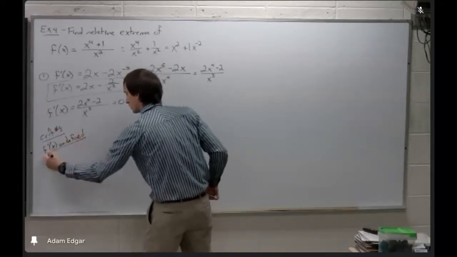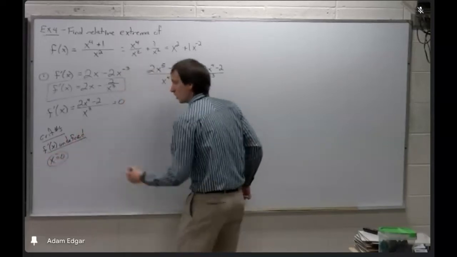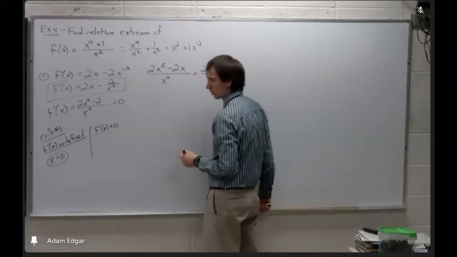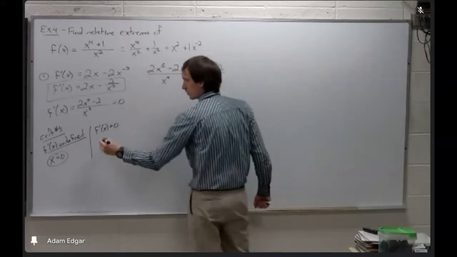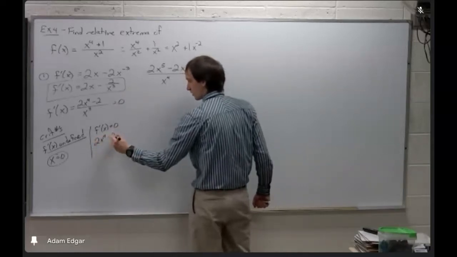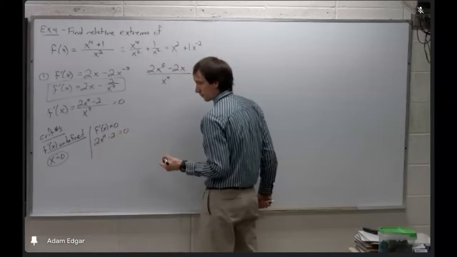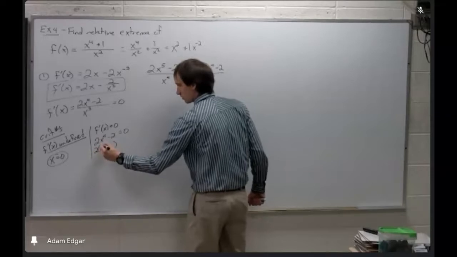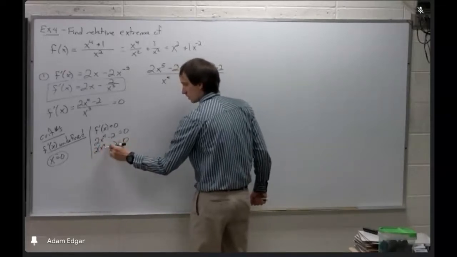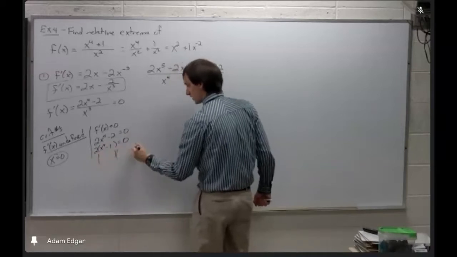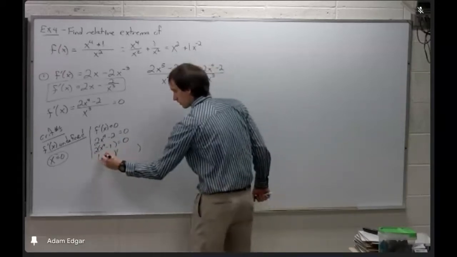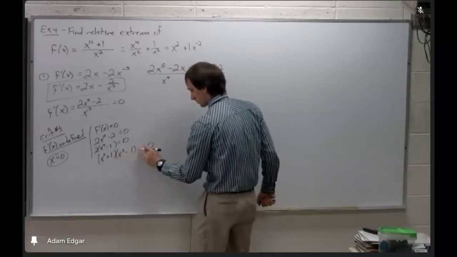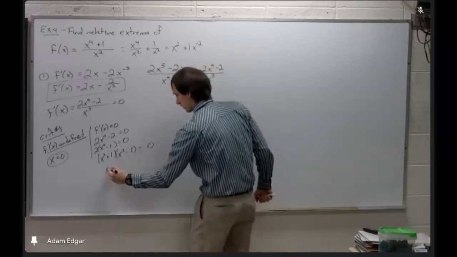So f prime undefined, oh, that's x equals 0. For f prime equals 0, that's a little more work. What part of this really equals 0 then? Numerator, 2x to the fourth minus 2 equals 0. What can you do to that? I would probably factor out a 2. And then what does x to the fourth minus 1 factor down to? X squared plus 1 and x squared minus 1. What does x squared minus 1 factor down to? We got x plus 1 and x minus 1.